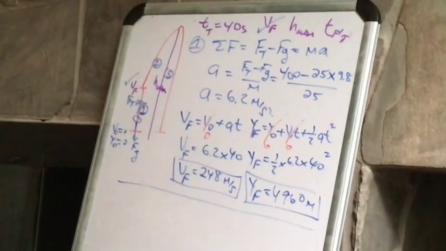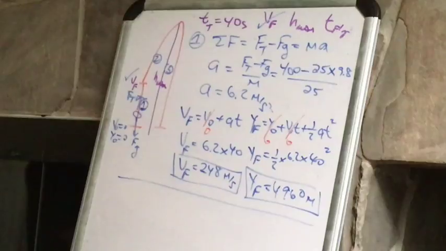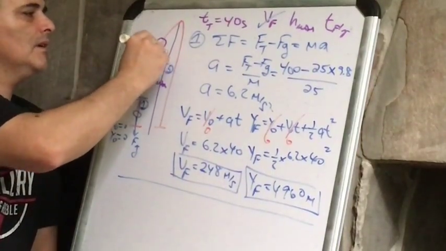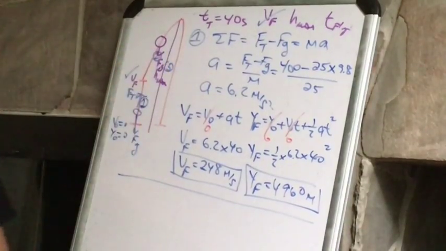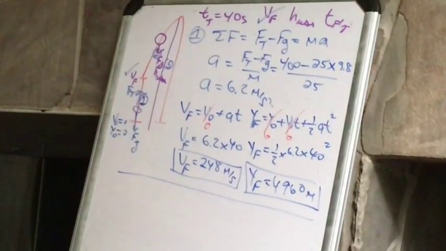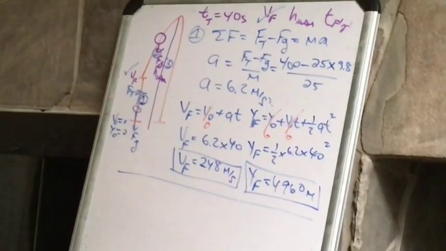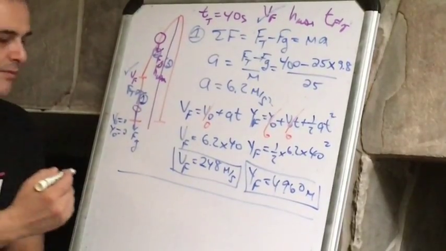For part 2, now we're going to look at, of course, the force of gravity, and that's it. There's nothing else. There's no air resistance. There's no thrust. So that means we can write the sum of forces.